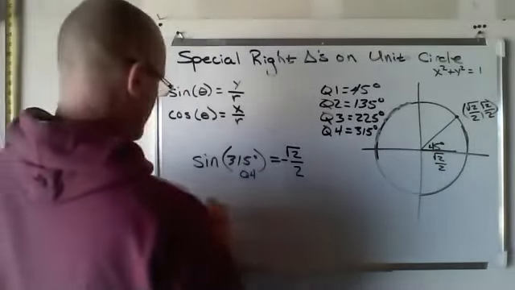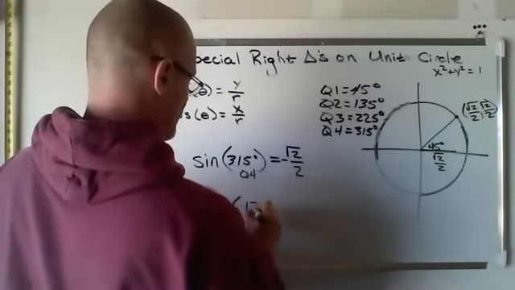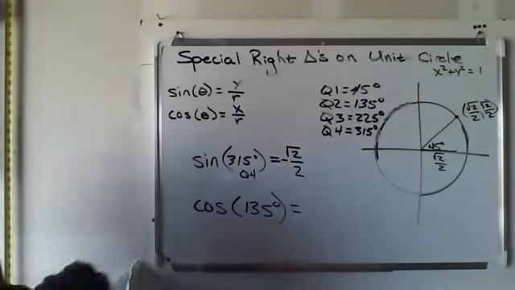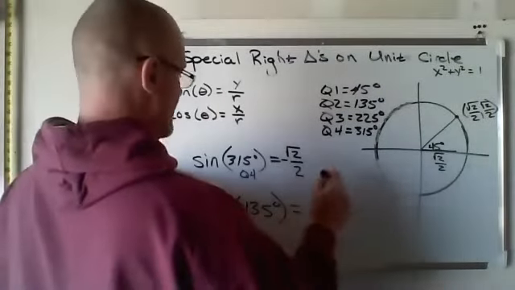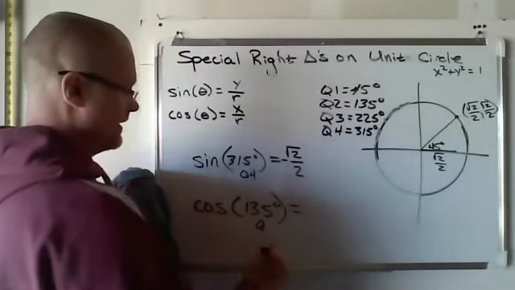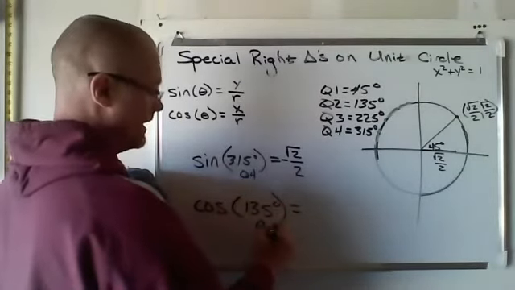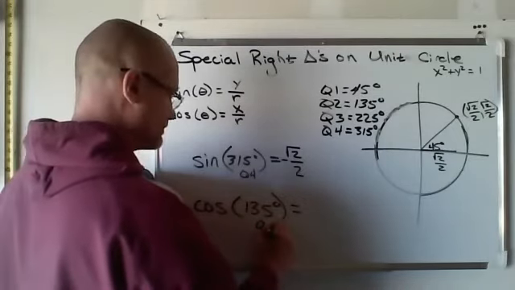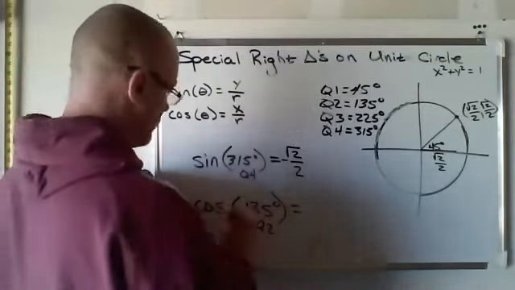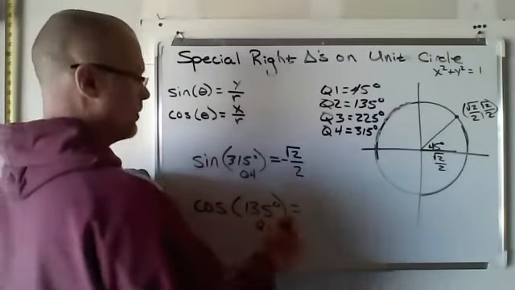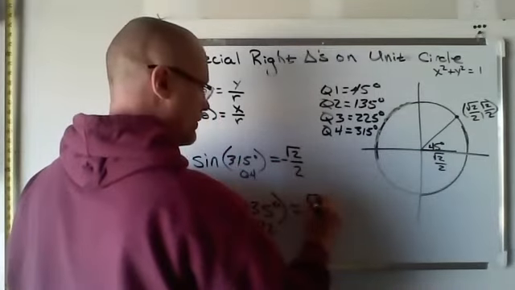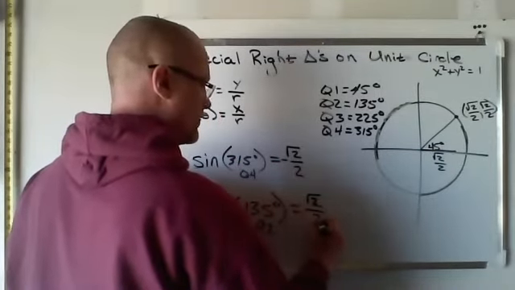What if they asked us for the cosine of 135 degrees? Well, let's see. 135 is definitely the 45 degree family member, and it's the quadrant 2 family member. Well, I know the cosine is the x coordinate. The x coordinate for any 45 degree triangle is square root of 2 over 2.